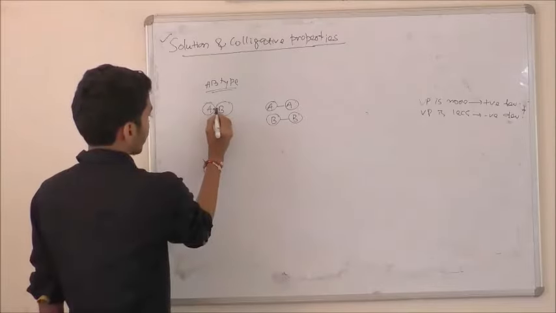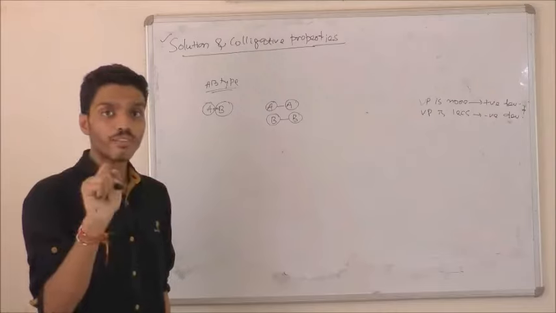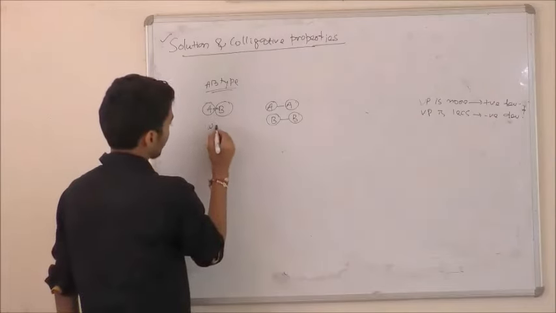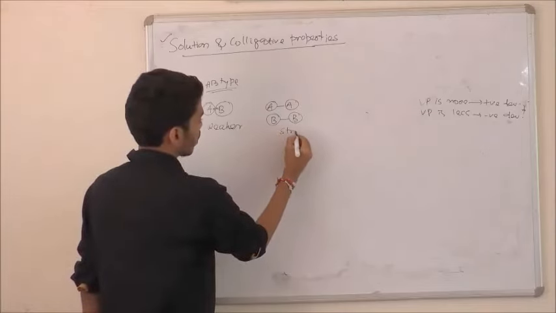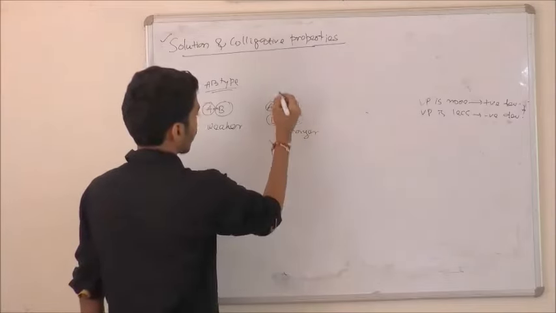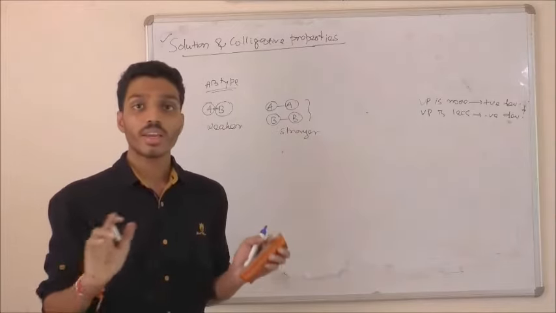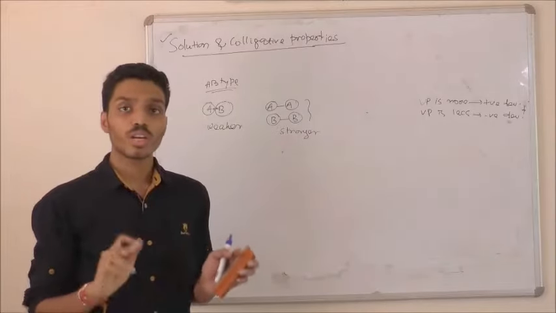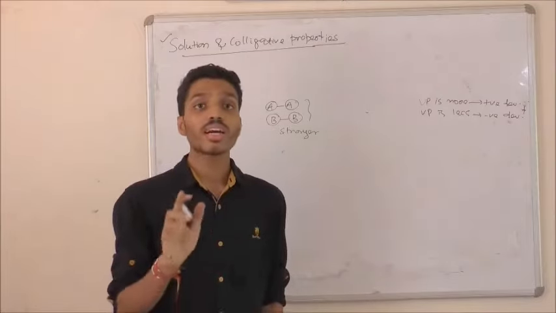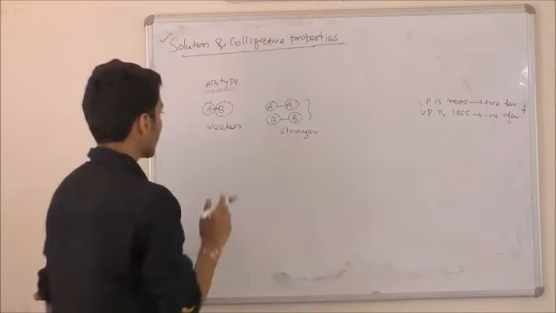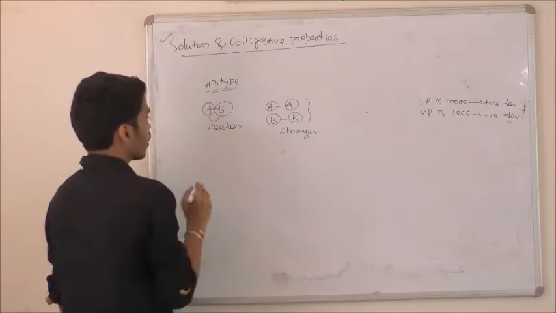If the bond in an AB type interaction is weaker than in the AA type or BB type, if the intermolecular interaction in AB type is weaker than that of AA type or BB type, then we get higher vapor pressure. Why? Because if the bond between A and B molecules is weaker, what happens?